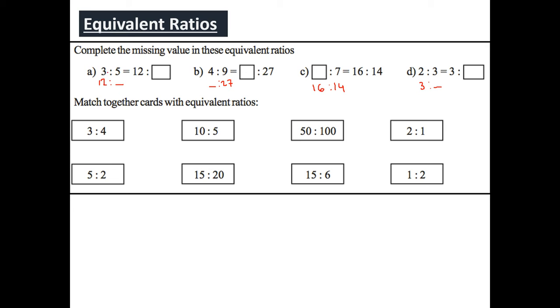Okay, so what we have to do is find how you get from the ones that you know. So how do you get from 3 to 12? Whatever you do, you have to do to the other side. How do you get from 9 to 27? This is the other way around, so how would you get from 14 to 7? And then how would you get from 2 to 3? And then do it to the other side. And this part here we have to match. So we have to match our cards, so those are equivalent. So pause this video and have a go at these questions.